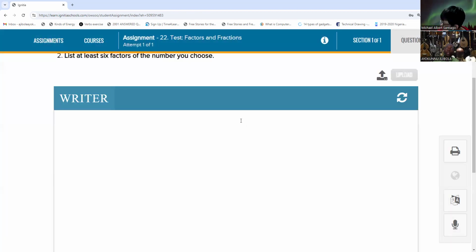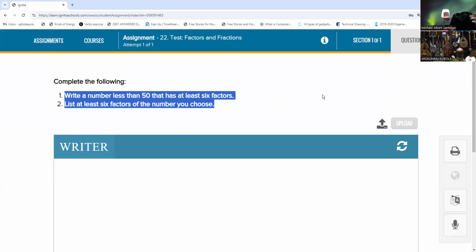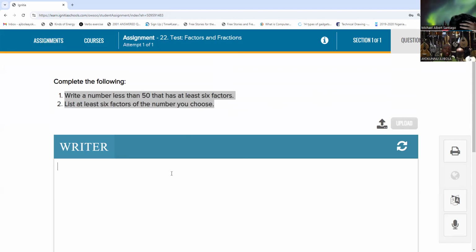So the next one, read this one for me. Write a number less than 50 that has at least 6 factors. We should list all the factors of the number that we choose. Let's choose 48. What are the factors of 48? Tell me.